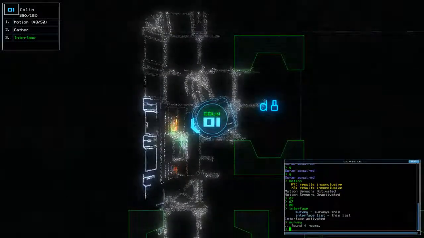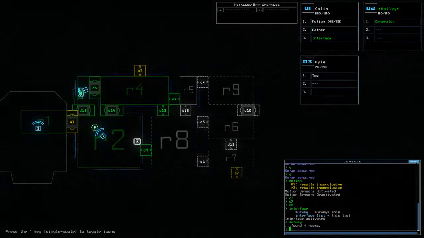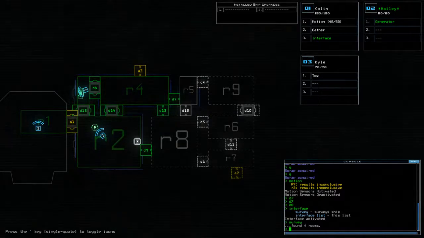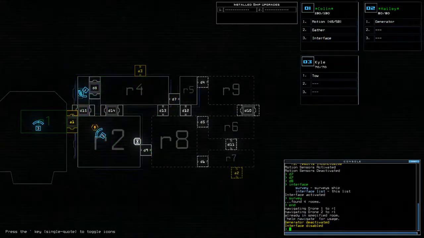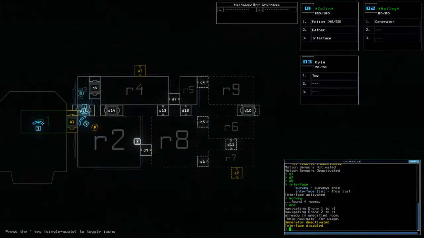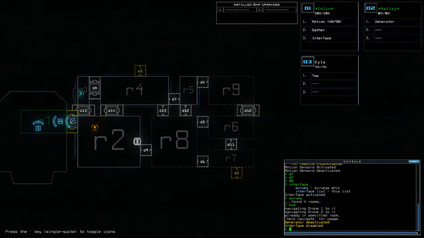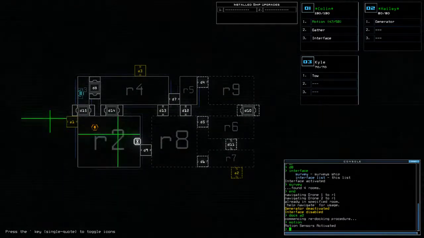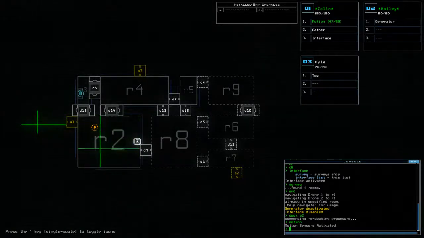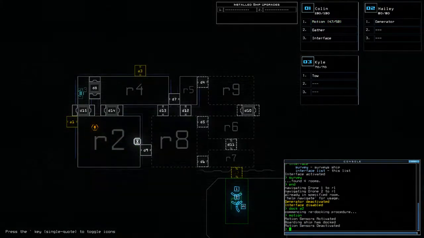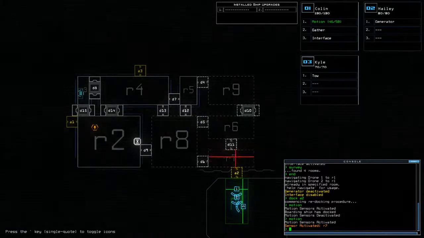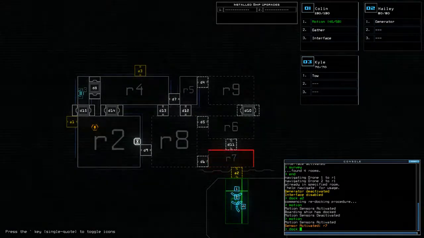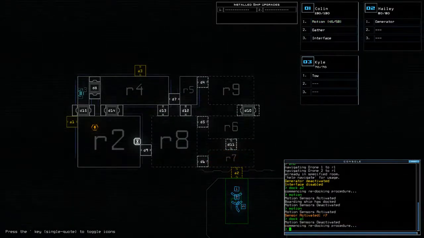How big a ship are we dealing with? Not too big. Not too big. So I'm guessing... Okay, hold on. I'm going to take a punt here and say the next generator is in R2. And we have an infestation there. Okay. Dock on A1.